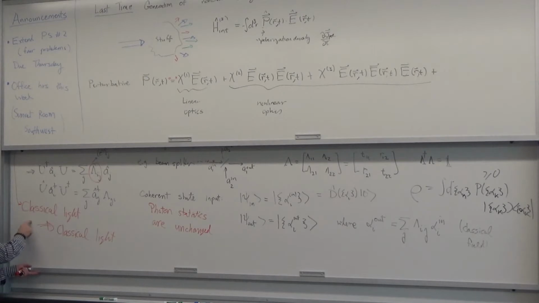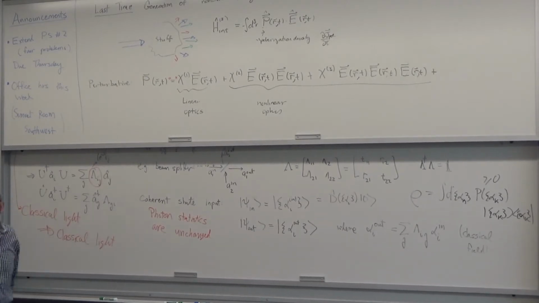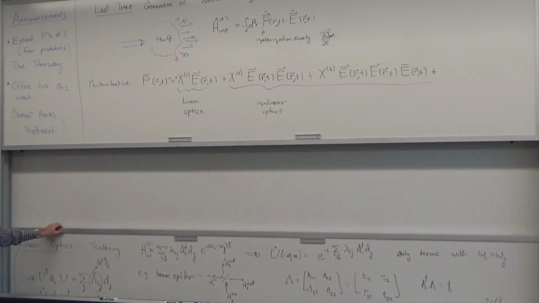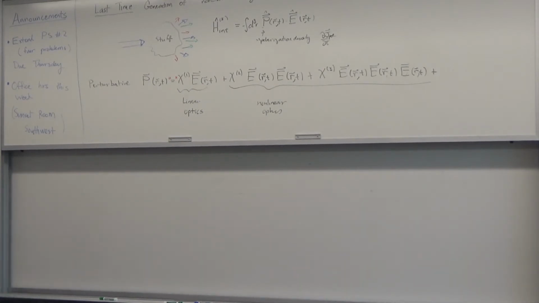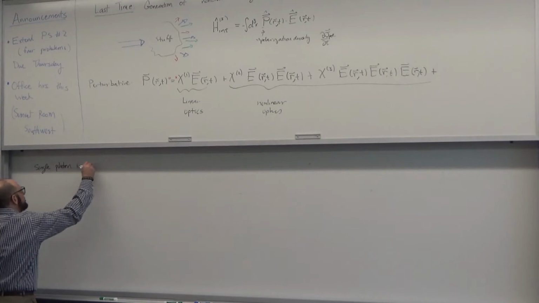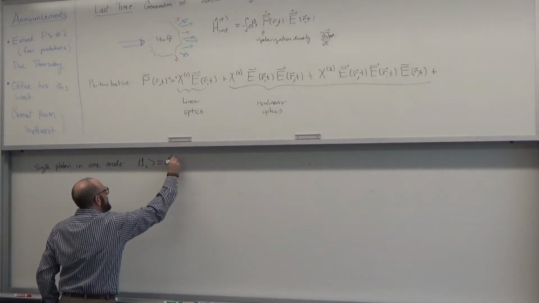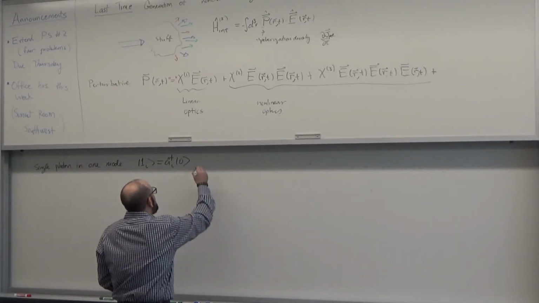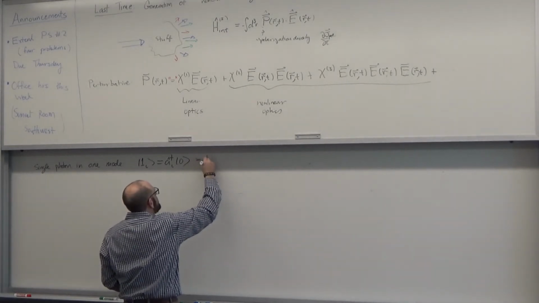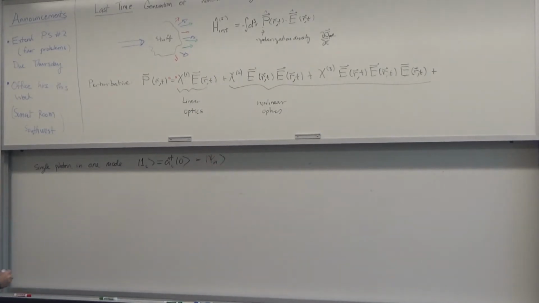Suppose somehow, some way, I started with non-classical light, and then I put it through a linear optical network of beam splitters and phase shifters. But let's just examine that a little bit. Just to get started, let's say, for example, I have a single photon state in one mode. So let's say I have one photon in the ith mode. So that's my input state. What is the output state in this case?